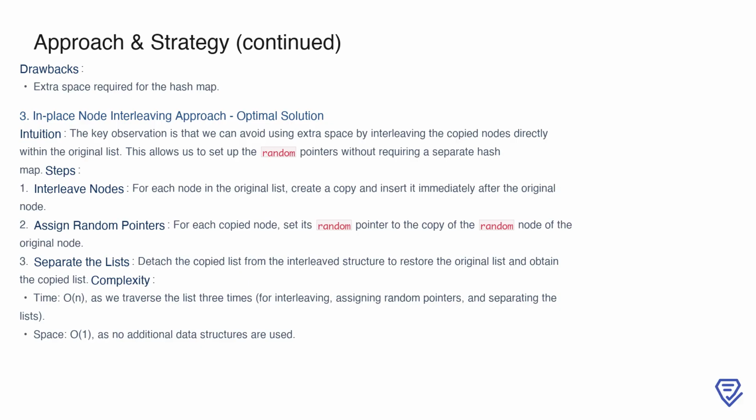Next, we assign the random pointers of the copied nodes by referring to the random pointers of the original nodes, which now have their copies interleaved next to them. Finally, we separate the copied nodes from the original list to restore the original structure and produce the copied list. This approach has a time complexity of O(n), since we traverse the list 3 times, and a space complexity of O(1), since no additional data structures are used. While it may be slightly tricky to implement, it is the most efficient solution.